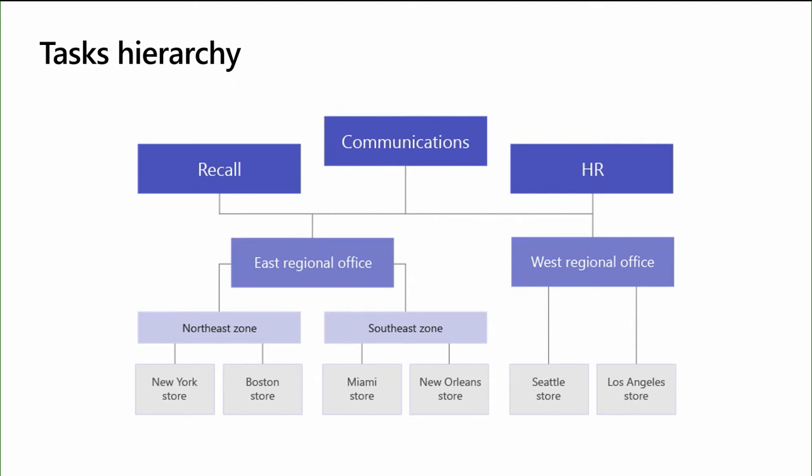However, the East Regional and West Regional offices are only accountable for the tasks that they send to the stores within their specific region. At the bottom of this hierarchy are the individual stores where the tasks are executed. In this case, there are New York and Boston stores within the Northeast, Miami and New Orleans stores within the Southeast zone, and Seattle and Los Angeles stores within the West Regional Office.